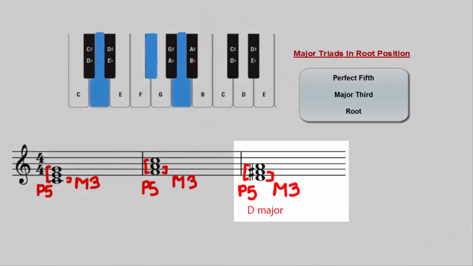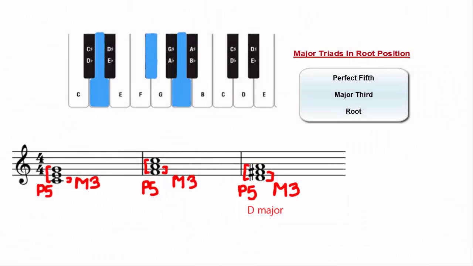The root of a D major triad is a D, and when in root position, the lowest note of a triad will be the root. So when we look at this one, we can see that the D is the lowest note, and we build up from the D a major third to an F sharp, which we have to be careful because a major third from a D going upwards is an F sharp, and then we build up a perfect fifth to the A, completing our major triad.